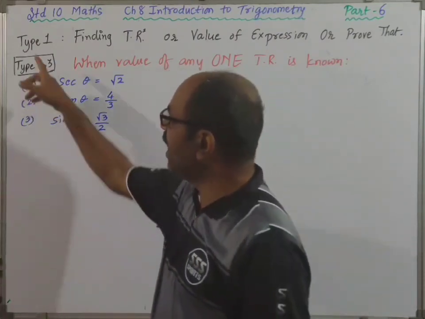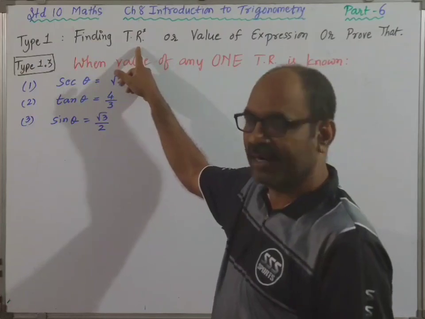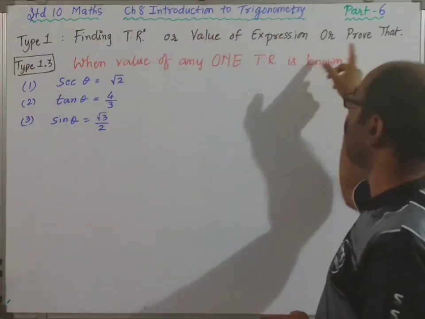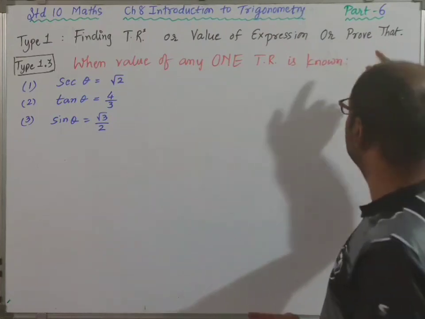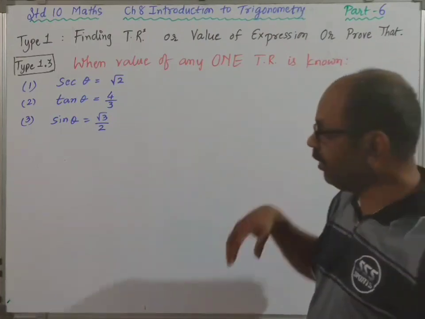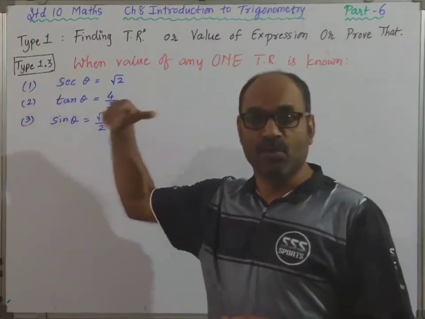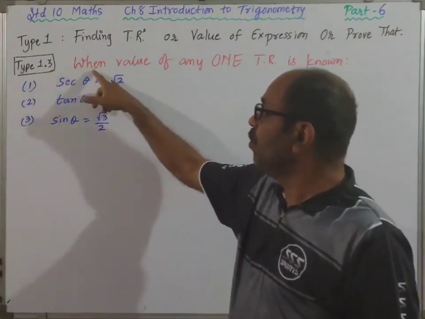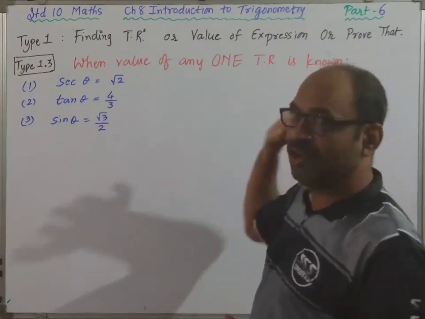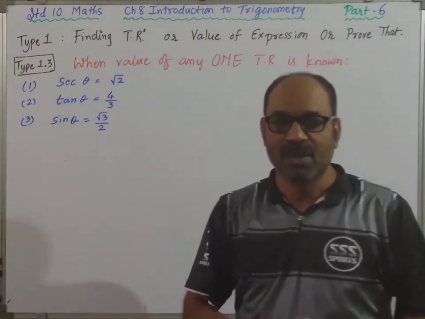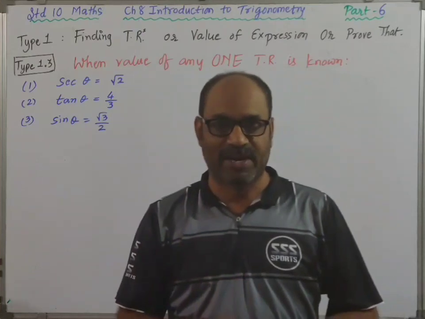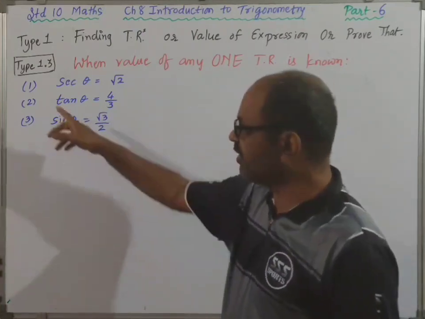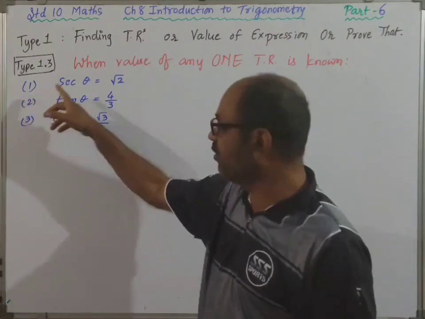We continue with type 1, finding trigonometric ratios or value of expression or prove that. Alright, this prove that is very simple. So we move on to the next subtype, and it is 1.3. When the value of any one trigonometric ratio is known, you have to find the value of the remaining 5. See the first example here in type 1.3.